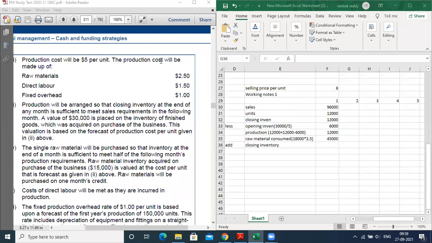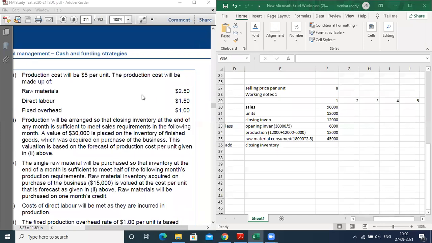The next information is that production will be arranged so that closing inventory at the end of any month is sufficient to meet sales requirements in the following month. So whatever closing inventory is there, that is sufficient to meet the sales requirement in the following month. Suppose the closing inventory is 10,000 units, then this 10,000 units is sufficient to meet the sales requirements of the following month.